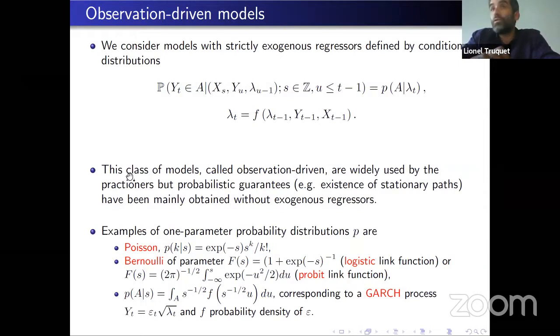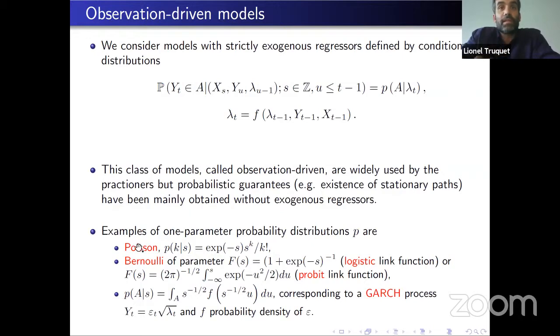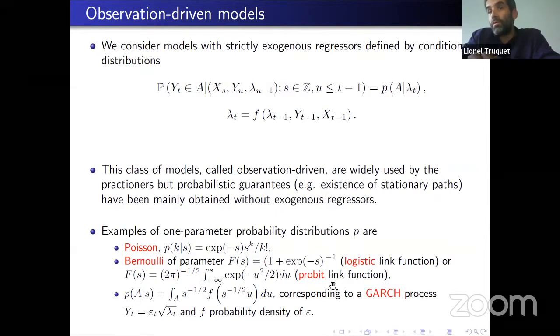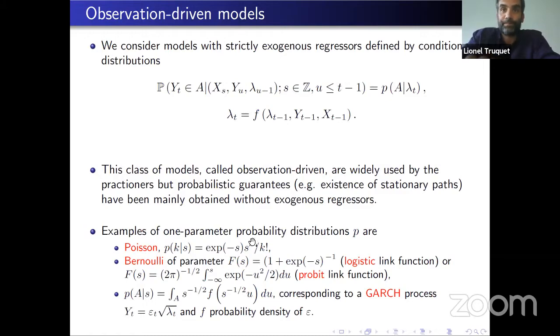So this type of model are widely used. You have many examples of this type of process in the literature. For instance, you can model count time series using a Poisson distribution for P. When you take the Bernoulli distribution, you can recover the logistic autoregressive model or the probit autoregressive model. So it's a binary time series. And for instance, when you take this kind of distribution P, you recover a well-known model which is called Garch in econometrics and finance.